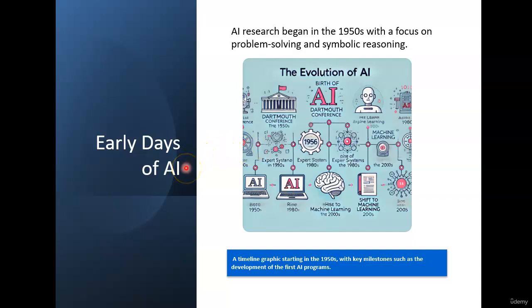Early days of AI. From the diagram, we see that the journey of AI in business began in the 1950s and 1960s, when researchers started exploring the potential of machines to solve complex problems and mimic human reasoning. Early AI focused on symbolic reasoning and problem solving tasks. For example, one of the earliest AI programs, the Logic Theorist, was designed to mimic the problem-solving skills of a human.